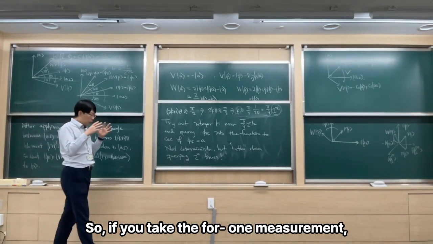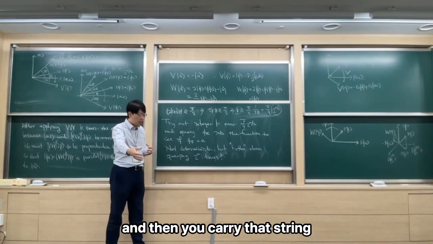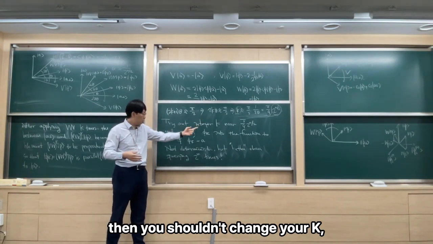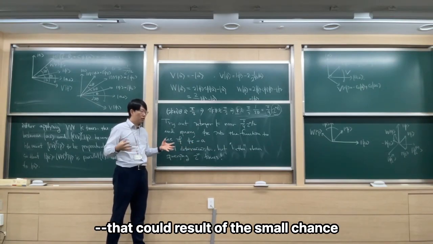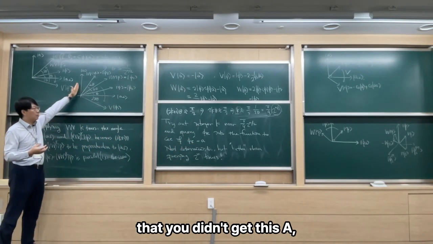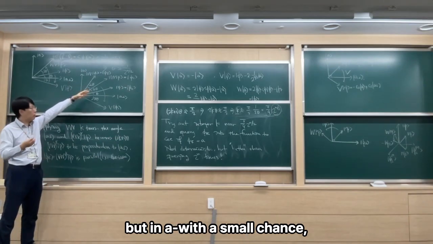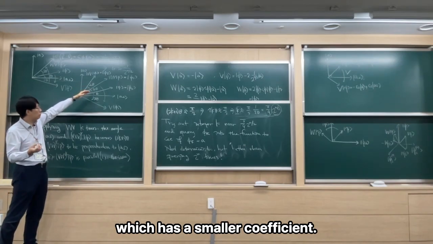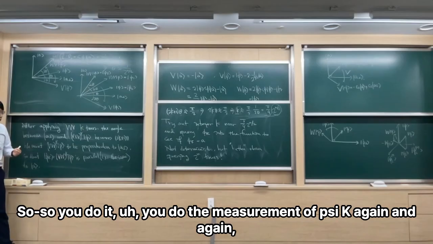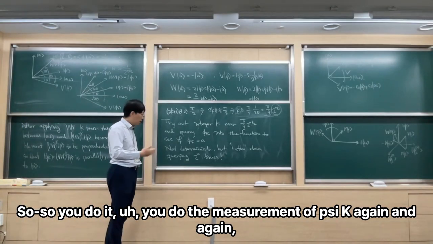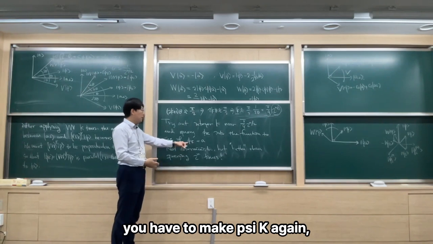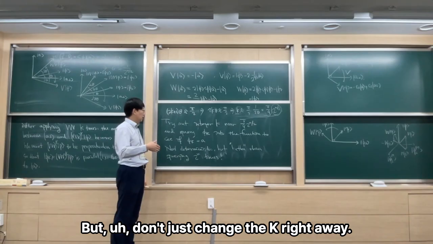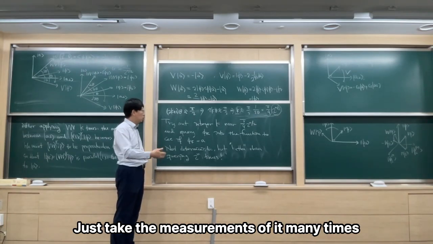If you take one measurement, you didn't get A, and you query that string into your function and you didn't get 1, then you shouldn't change your k. You have to take the measurement again, because there is a small chance that you measured another quantum state which has a smaller coefficient, instead of A, which has a large coefficient. So you do the measurement of psi k again and again, which means that every time you want to measure psi k, you have to make psi k again from the beginning, applying the WV k times again. But don't just change k right away. Just take the measurement sufficiently many times.